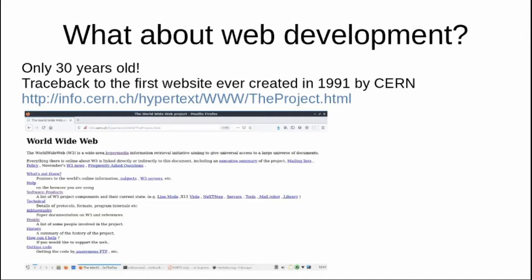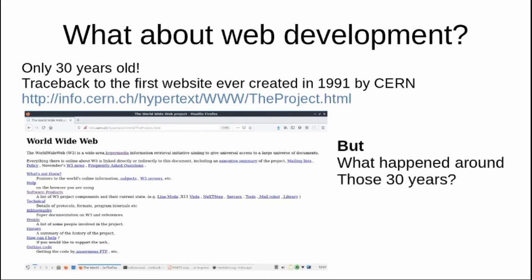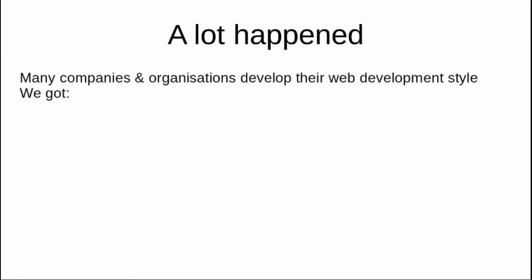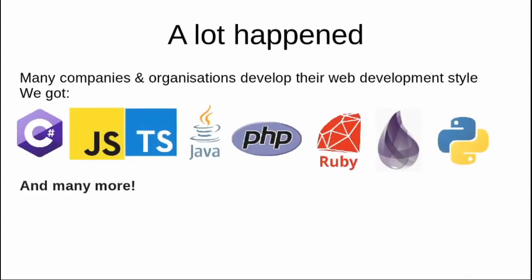We can trace back to the first website ever created. Here there's a link you can visit. This website is still active, at least when this video was made. So it's been around for 30 years, but what happened around those 30 years actually? A lot happened basically. So many companies and organizations developed their own style of web development, and we ended up with C#, TypeScript, JavaScript, Java, PHP, Ruby, Elixir, Python, and many more.